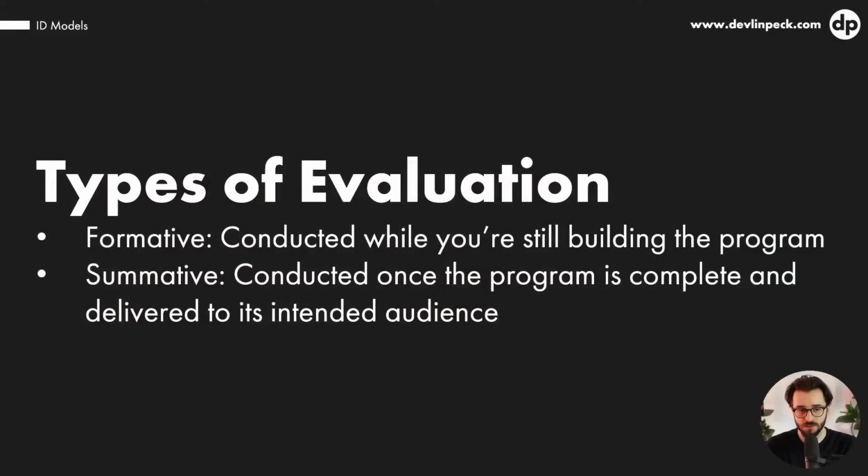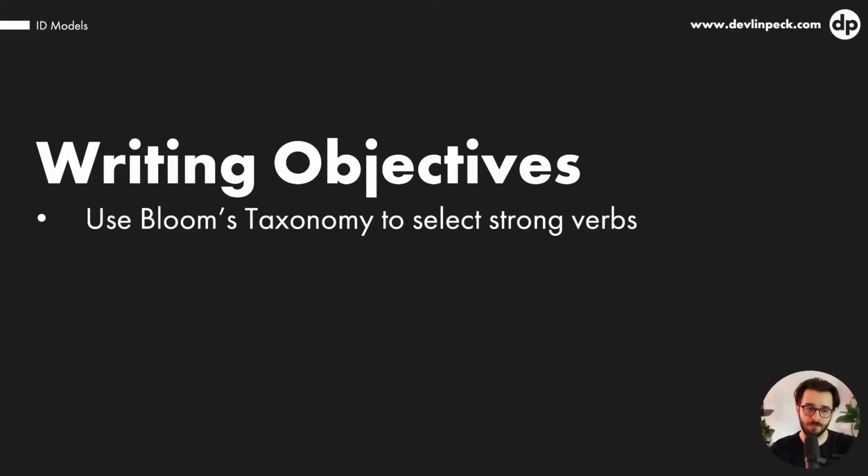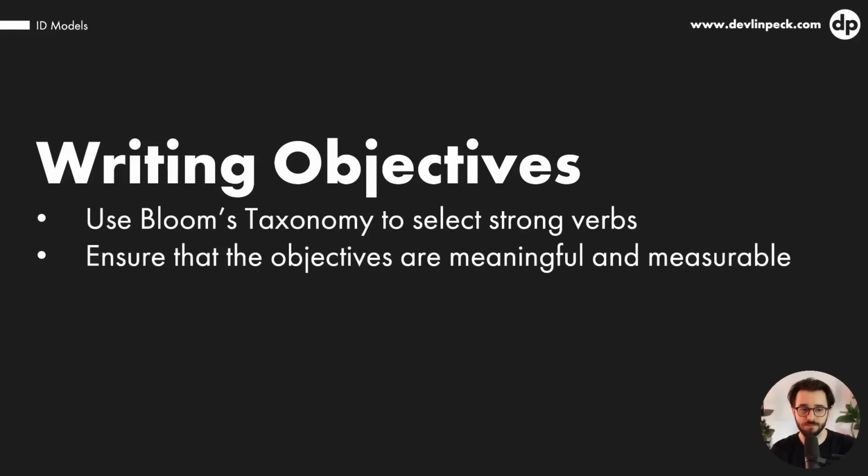It's common language in the instructional design space. And then writing objectives. We need to do this justice because this is perhaps the most, if not the most important, then one of the most important instructional design skills. So Bloom's taxonomy is a great place to start. It's what most instructional designers are working with when they are writing objectives. And the main thing to remember here is that we want to ensure the objectives are meaningful and measurable.